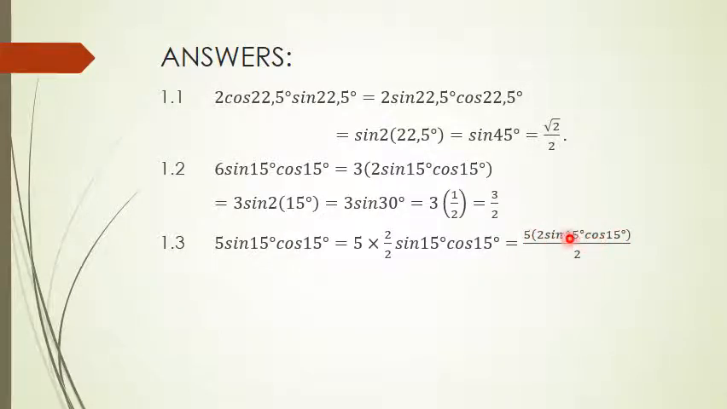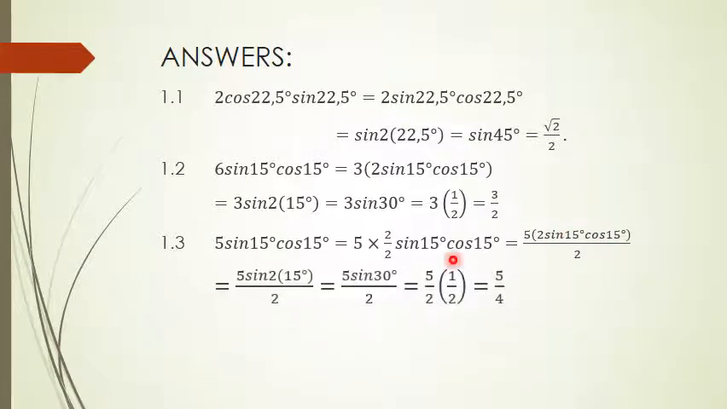Now this is the double angle formula for sine. So this is equal to 5 sine 2 times 15 degrees all over 2, which is equal to 5 sine 30 degrees over 2. And starting with 5 over 2 here, putting in the ratio sine 30 degrees, which is half, that's equal to 5 over 4.